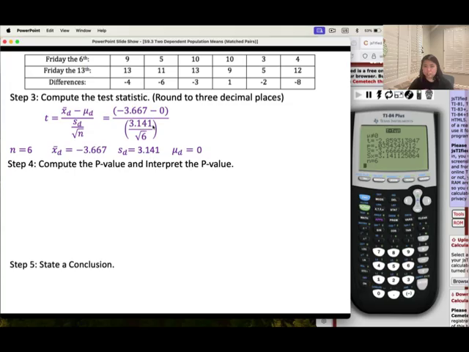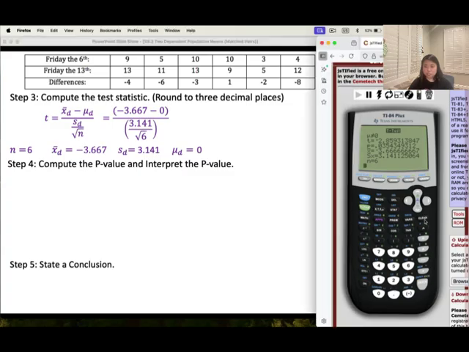Okay, and then plug into the formula. Use your calculator. I'll show you guys how to do it. That will be -3.667 minus 0. Okay, that's nothing. And then divided by frequency. Make sure you guys put the frequency here.